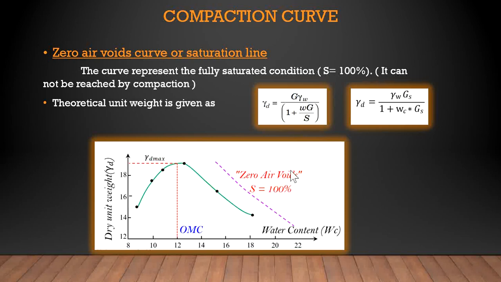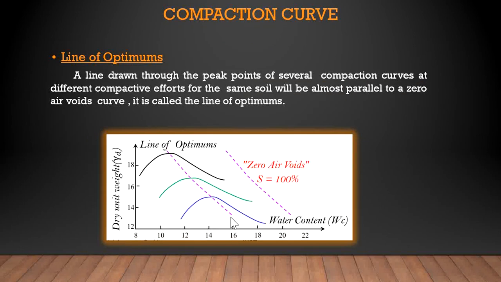So here we put S equal to 100% and we get the theoretical saturation line relating dry density with water content for a soil containing no air voids. We use the formula gamma d is equal to G gamma w upon 1 plus w into G, where S we consider as 100% saturation. The saturation lines, when superimposed on the compaction curve, give an indication of the air voids present at different points on these curves.